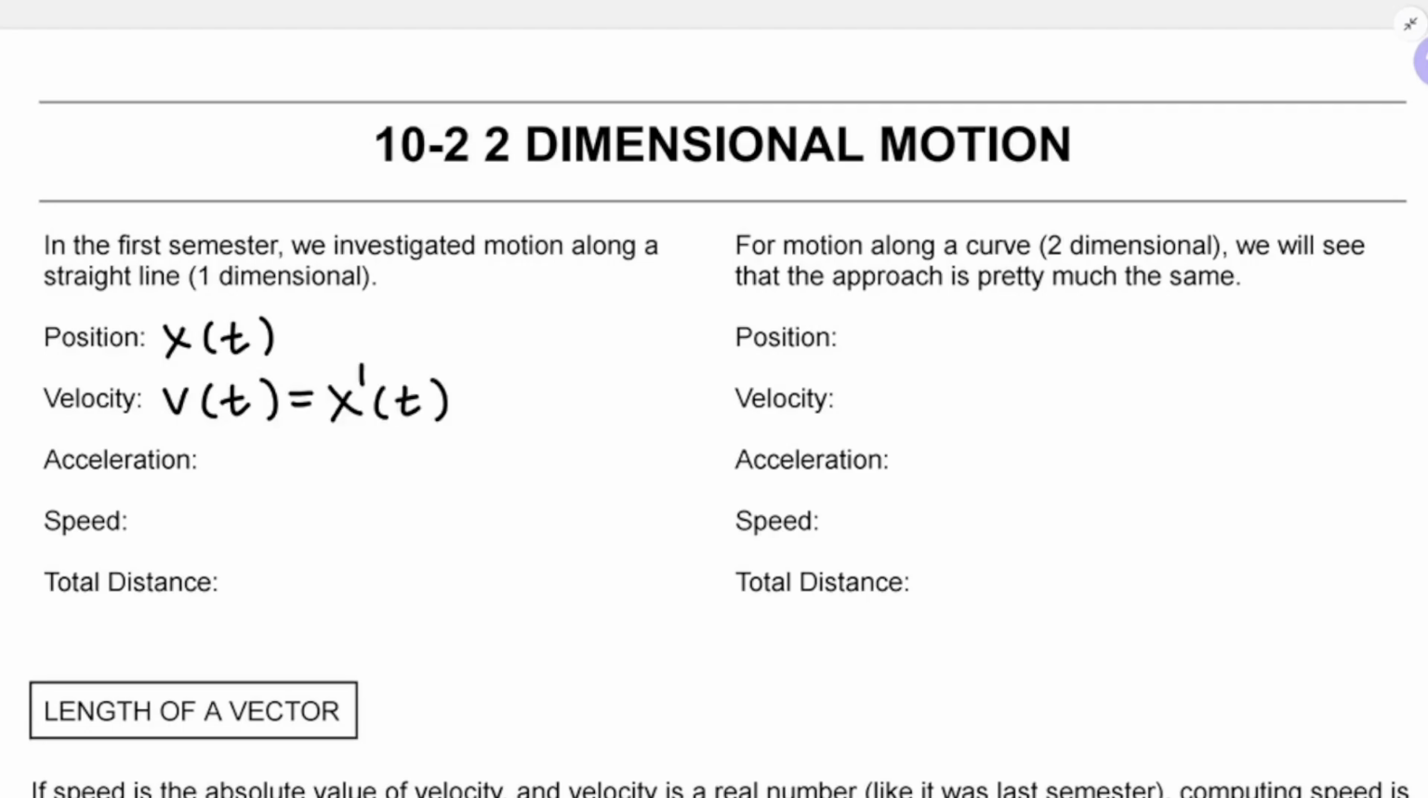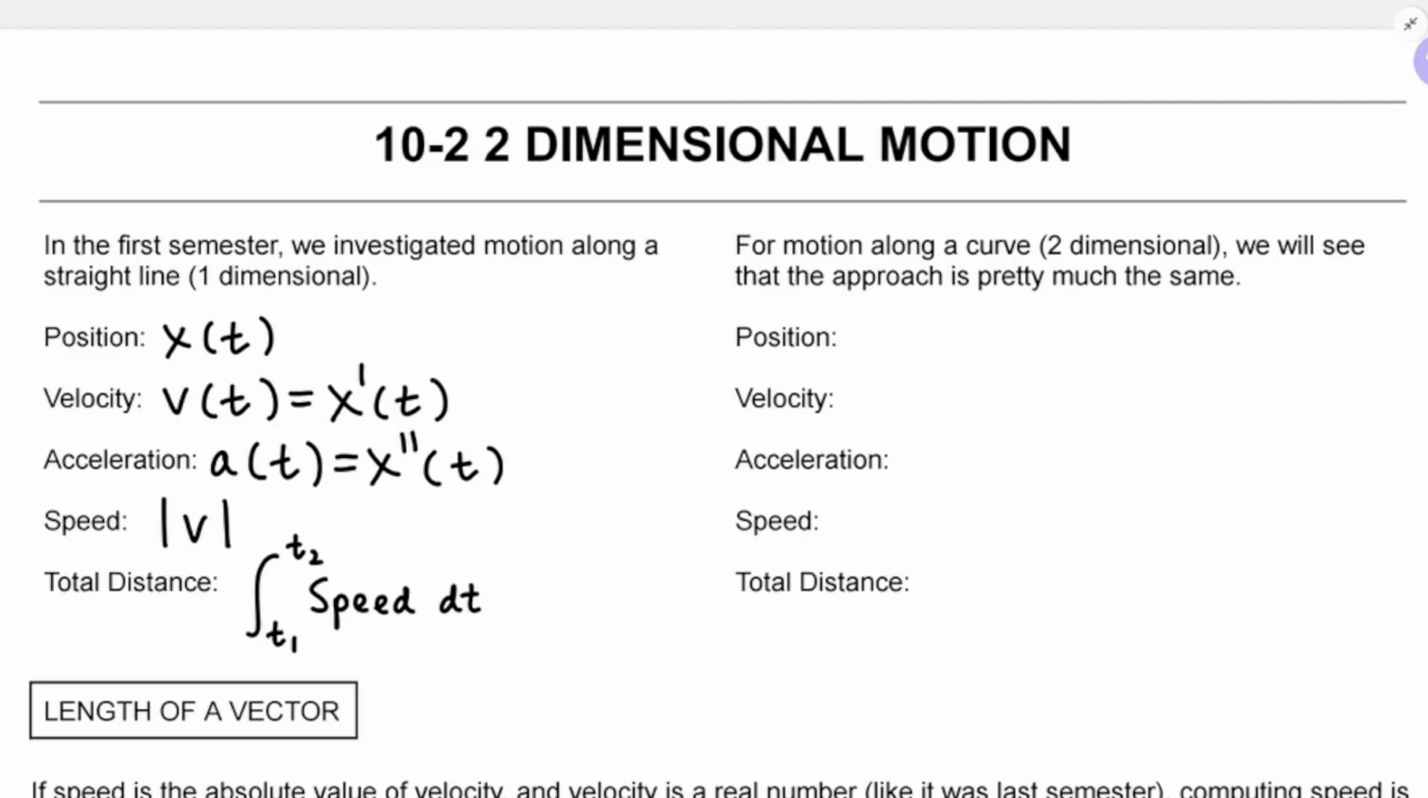And then we also talked about acceleration, which was really the rate of change of velocity, and we called that a of t, and we computed that using the second derivative of position. And then there was this speed thing, and speed was a lot like velocity, but we took the absolute value of it, okay? And then we found total distance traveled by an object, just like total distance without regard to forward, backwards, and change in position. We call that displacement. That was something different. We found total distance by taking the integral of speed with respect to time between two time values that they gave us. And now for two dimensions, we're going to see that the approach is exactly the same.